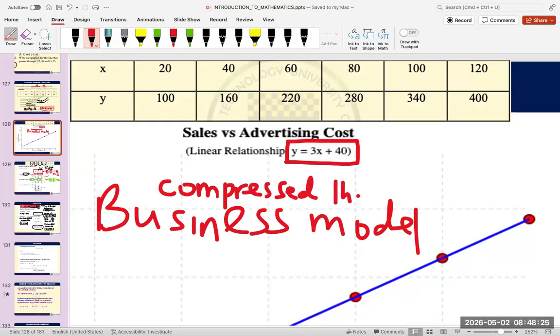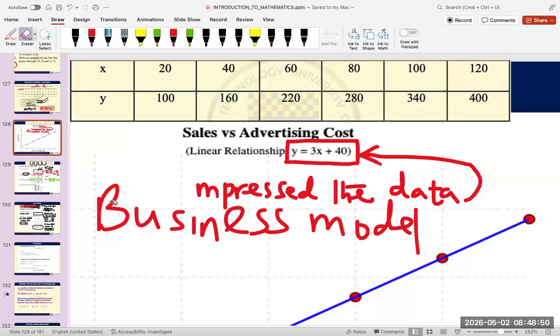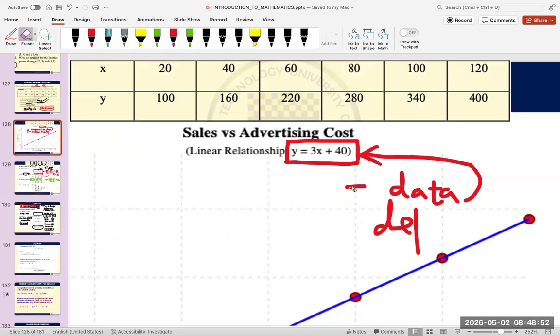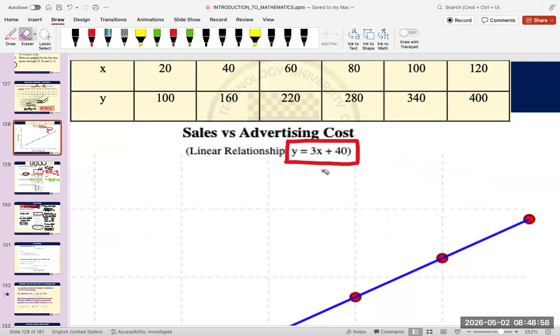In other words, we have compressed the data in the form of a model equation. So this is our model equation. We don't need to write all this again because our equation can generate everything we want. Let's prove it. Let's check the reason why I'm saying that the equation of the line has become our business model: that this data is controlled by this equation, y equals 3x plus 40.